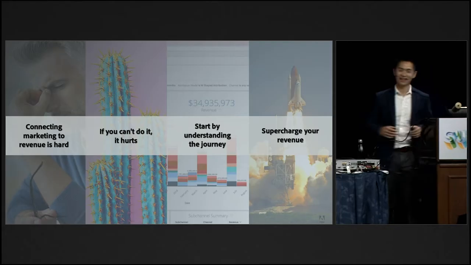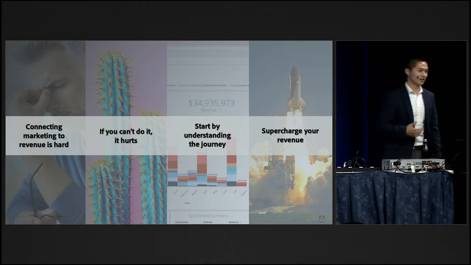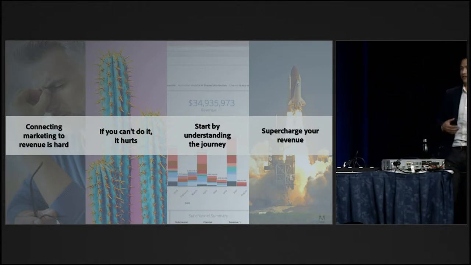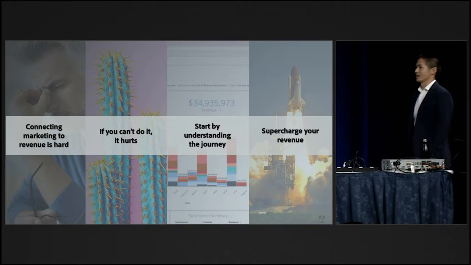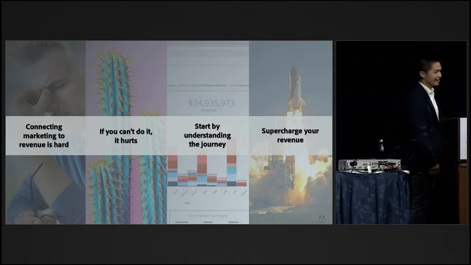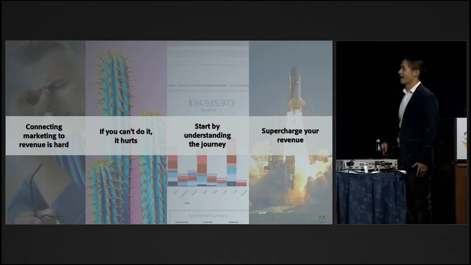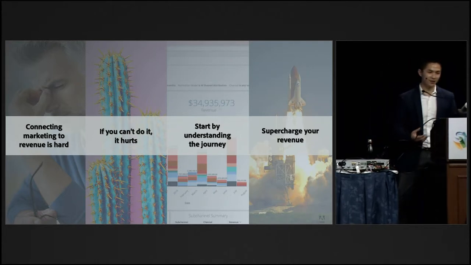If we can go to the next slide. This is the journey we're going to go on for the next 35, 45 minutes or however long we have left. We just established that connecting marketing to revenue is hard, just like figuring out how many ounces of water Brewster poured out on the stage right here without a measuring cup is really hard. Then we'll talk about how, if you can't do it, it's really painful, especially in ways that aren't always super apparent. And then we'll start to relieve that pain. We'll get you out of the cactus by understanding the buyer journey and the foundational elements of attribution data. And then finally, we'll turn that data into insights and those insights into action and help you supercharge your revenue.